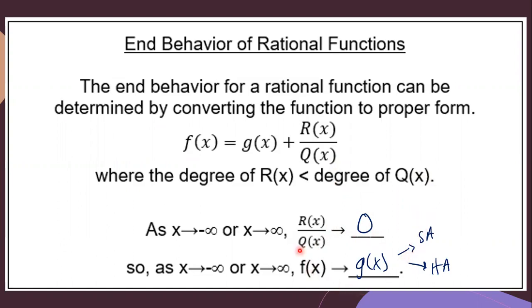Your end behavior is based off of the g of x. So your g of x is either going to be your slant asymptote or your horizontal asymptote. Okay, so you're going to be one or the other.